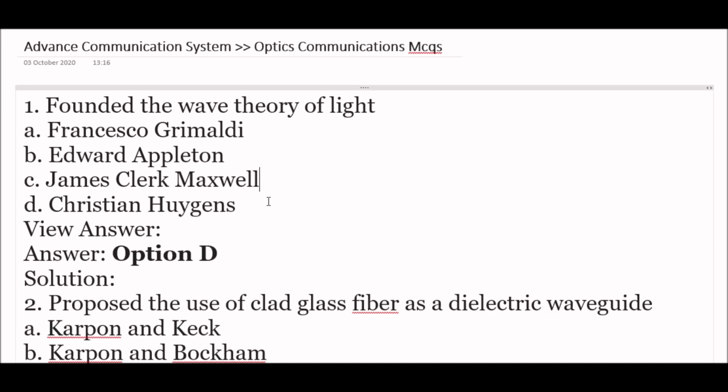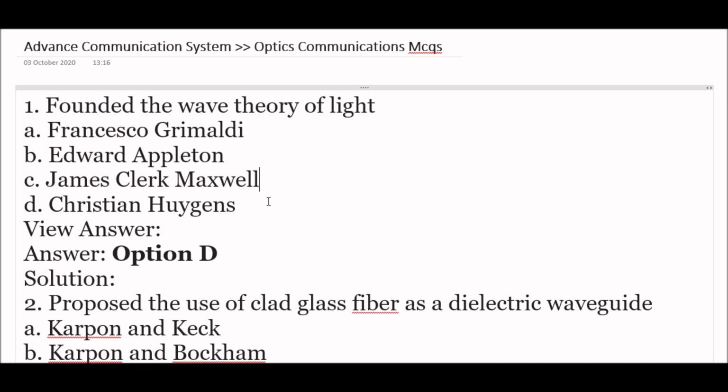In today's session, we are going to discuss Advanced Communication System Multiple Choice Questions and Answers. And today's topic is Optical Communication. Okay, so in this, your first question is: who founded the wave theory of light?